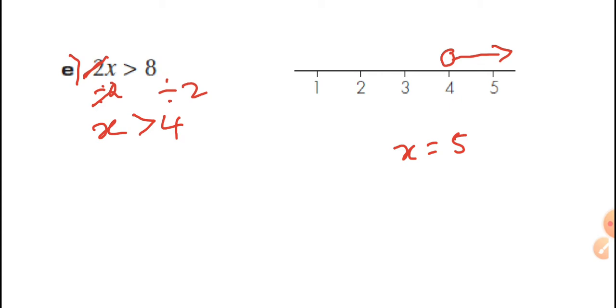Now just to remind you, when does the arrow go to the right? The arrow goes to the right if x is greater than a number. And when does the arrow go to the left? When x is less, it goes to the left. Just to remind you of that.